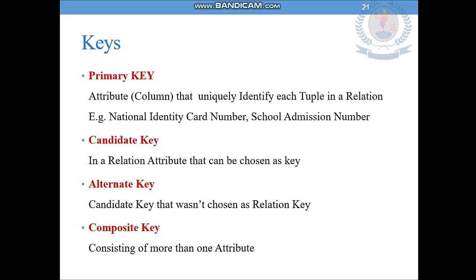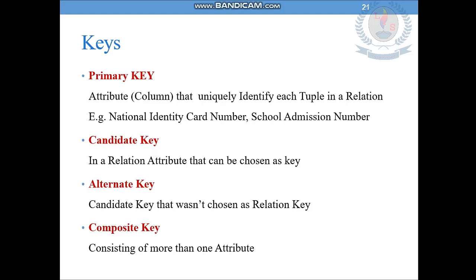The next one is candidate key. In a relation, an attribute that can be chosen as a key. That means that key also we can consider as a primary key. So if you have two primary keys, two unique keys in your table, both we can say are candidate keys.